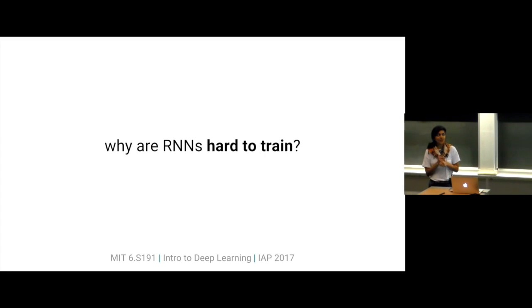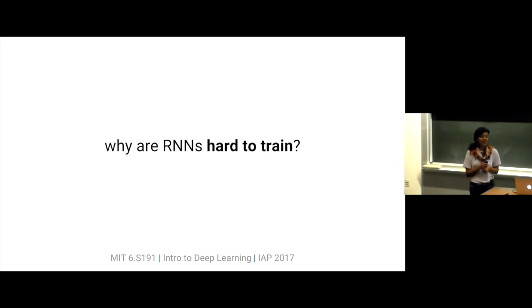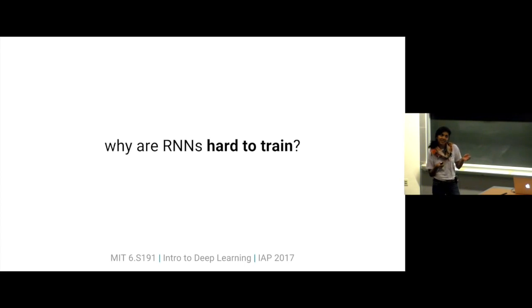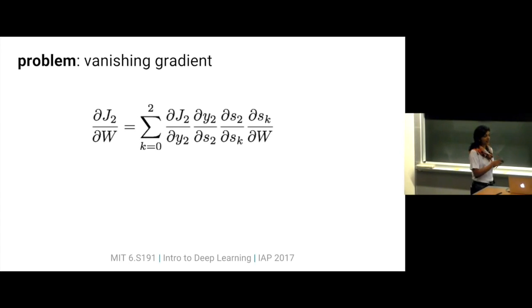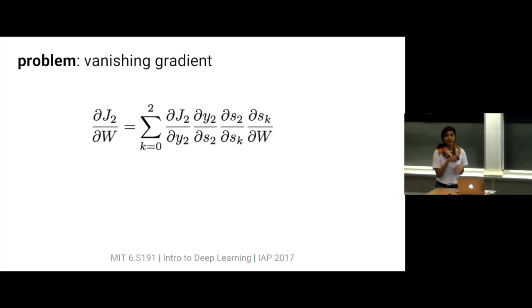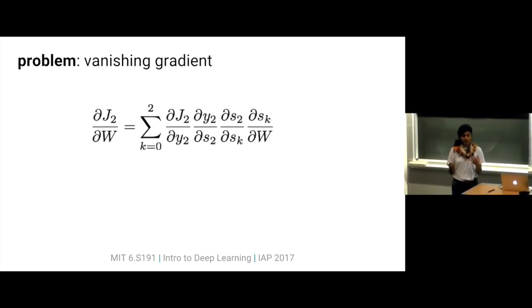All right, so it turns out that recurrent neural networks are pretty hard to train in practice, and I just want to go over why this is. It's because of this annoying problem called the vanishing gradient. The vanishing gradient occurs because of this equation, this sum, which is just what I showed earlier about how we would calculate the gradient with respect to w at time step 2.